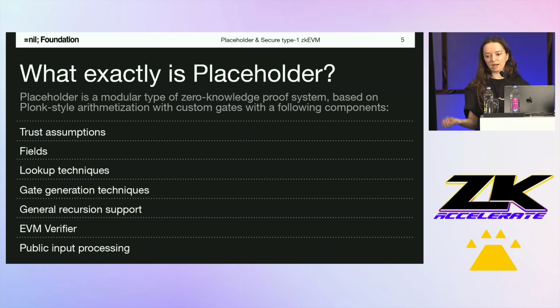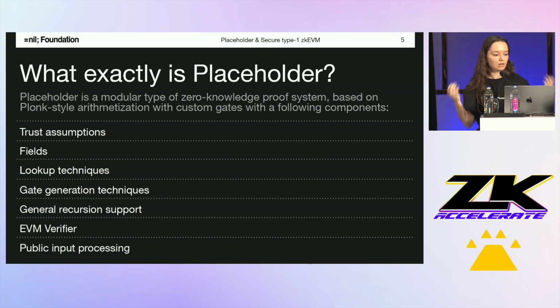Placeholder is a modular zero-knowledge proof system based on block-style arithmetization with custom gates. And I know you know all these words, except one: modularity. It means that for now, we have different proof systems, and all of them have some kind of constant design. It has one commitment scheme, one field, one of each of these things. What we try to do is combine all the sub-blocks inside the proof system into one proof system.